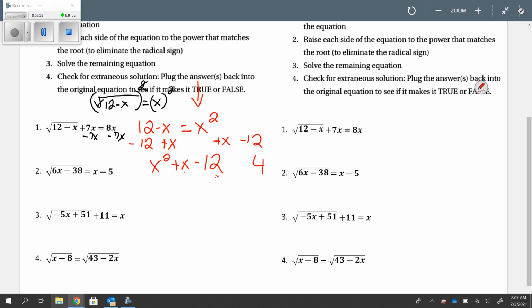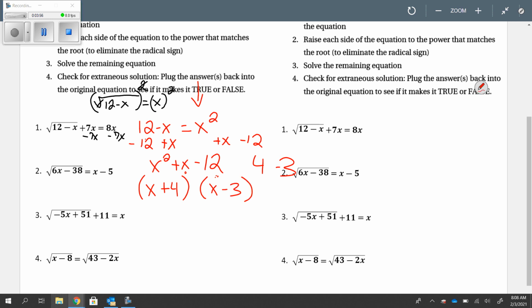So 4 times 3 is 12. We just need to figure out which one is negative. Well, b, which is the coefficient of x, is positive, so the bigger number is positive. So it's going to be 4 times -3. So there are our two factors: x plus 4 and then x minus 3.